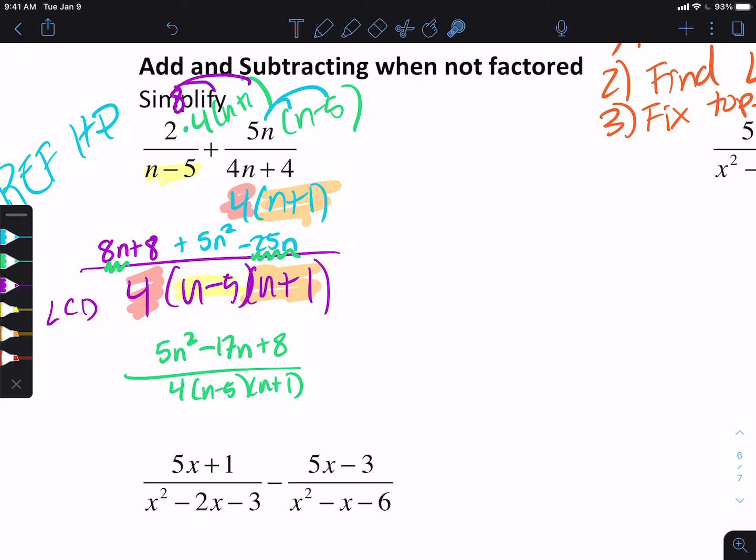So we did top plus top over the common bottom, but we had to fix our tops so that they were like tops, so that they would multiply so we could get to our common denominator. Okay. So then I'm going to look, can I multiply to 5 times 8? So can we multiply to 40 but add to negative 17? So we've got 1 and 40, 2 and 20, 3 doesn't go into it, and then 4 and 10, and then 5 and 8. So no, I can't factor, so then I'm all done. Okay.